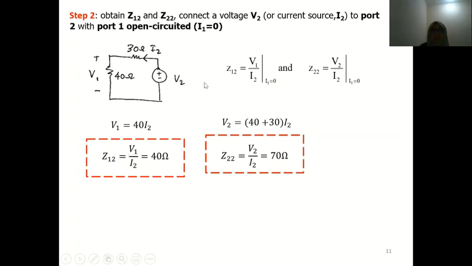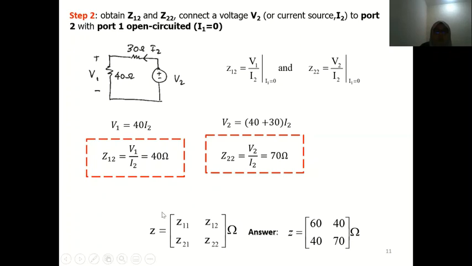When I1 is equal to 0, what you have is V1 divided by I2. From here we get V1 divided by I2 equivalent to 40 ohms, which is your Z12. While for V2, equivalent to 40 plus 30 times I2, which gives your Z22 equal to V2 divided by I2. That gives you 70 ohms for your Z22.